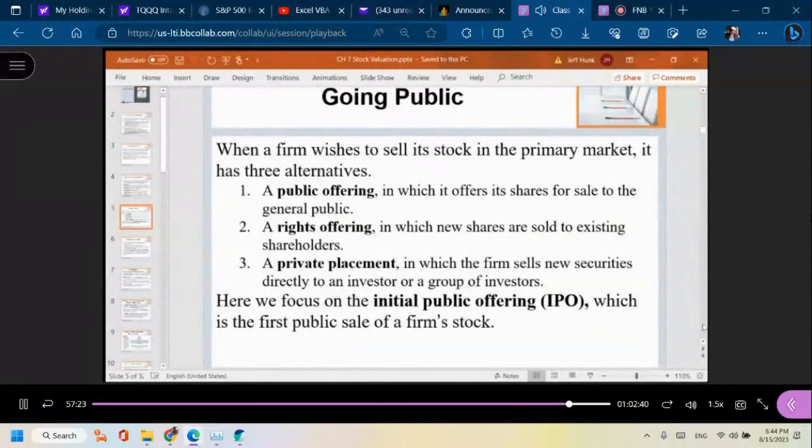And other than public offering, there's something called rights offering, and rights offering means what? Instead of making a public offering, if they need to raise additional capital, let's say $10 million, then of course they will issue new shares, but they offer it to the existing shareholders first, right?